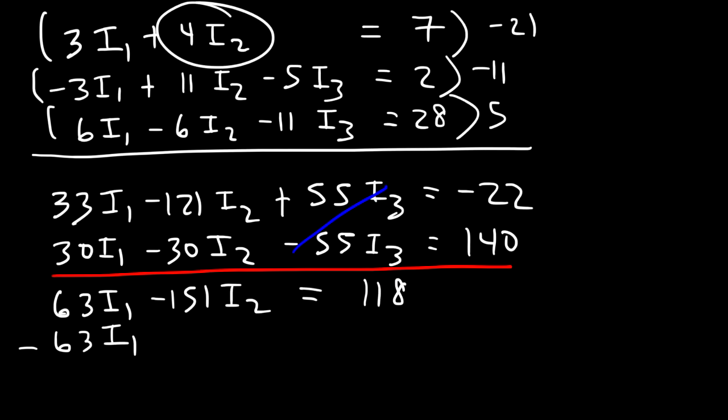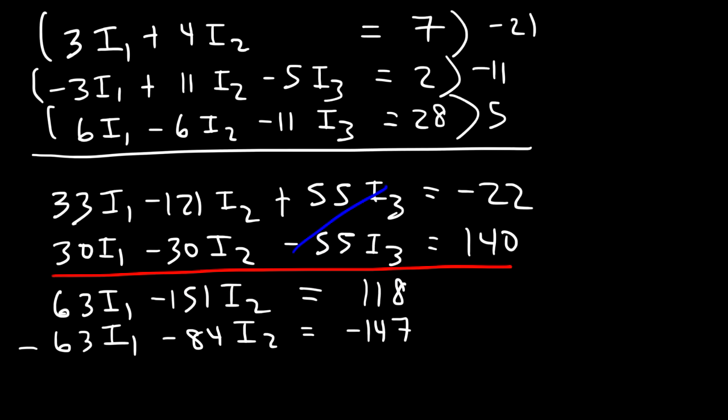And then 4I2 times negative 21. 4 times 20 is 80, and then 1 times 4 is 4, so this is going to be negative 84 I2. And then 7 times 21. 7 times 2 is 14, so 7 times 20 is 140. And then 7 times 1 is 7, so this is going to be negative 147.